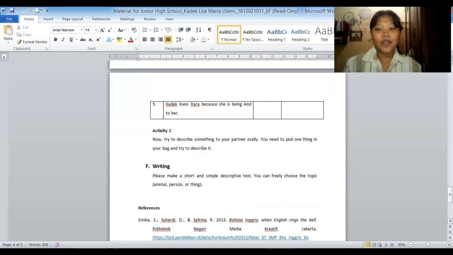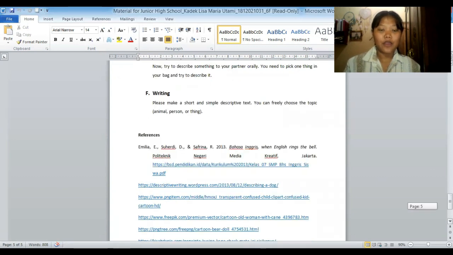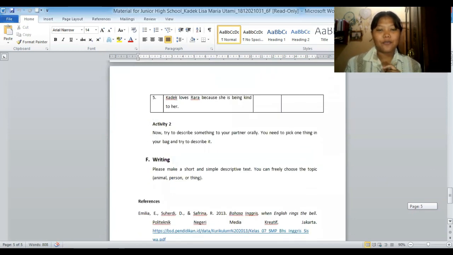All right, everyone, that's all I want to share. You can also reference where I got the definition of each vocabulary and also the pictures that I used above.